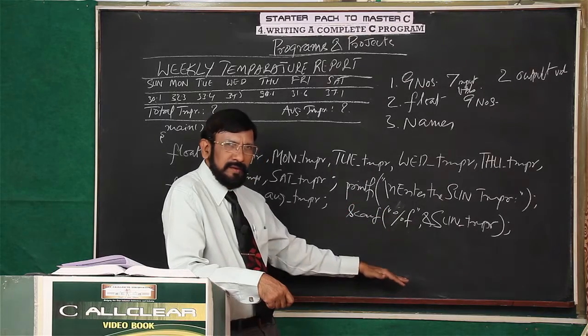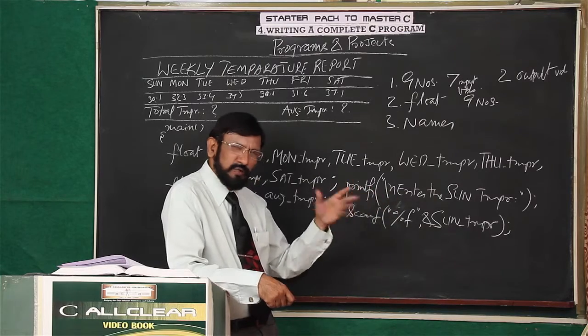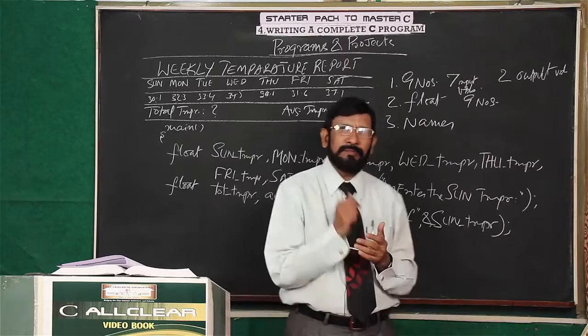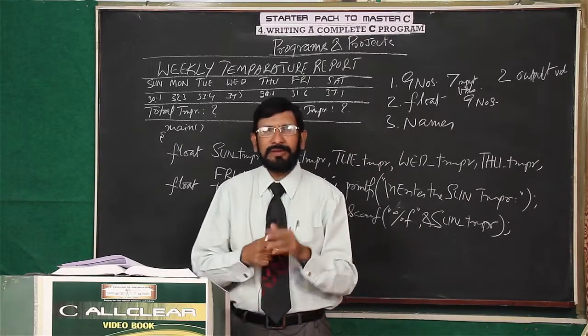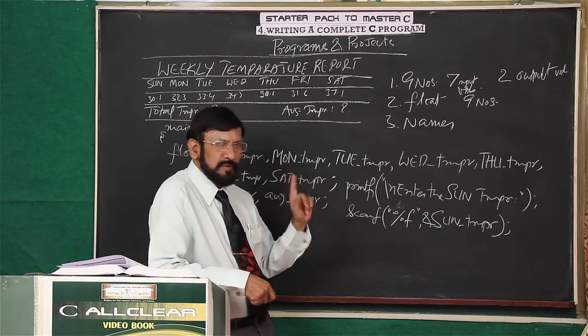You write 7 into 2, 14 lines will come. You may do it in just 2-3 lines, but don't do that. Readability is very, very important. So that's why you make your program readable by your code. So this is the input section.